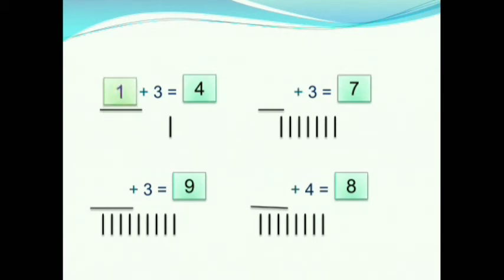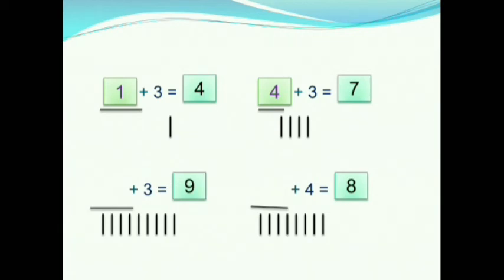Children, see the next question. Dash plus 3 is equal to 7. Here we want our answer to be 7. We have drawn 7 lines for it. But we have 3 in our question. So we will remove 3 lines. Now, how many lines are remaining? Only 4 lines are remaining. So the missing number is 4. 4 plus 3 is equal to 7.